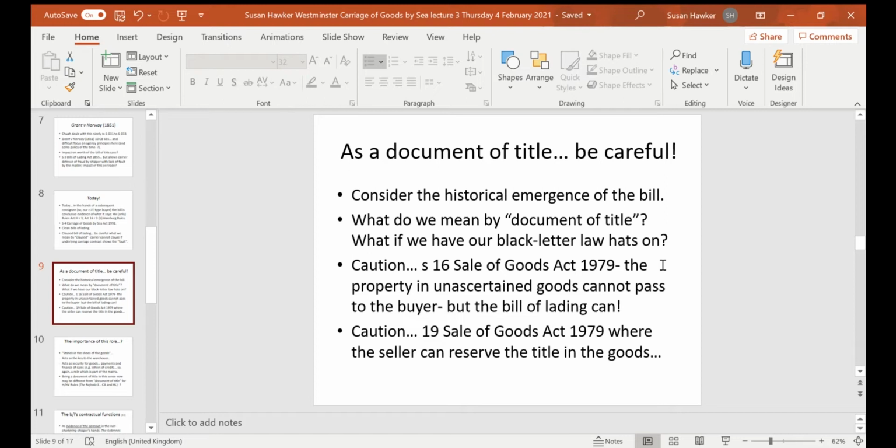So the CIF seller had to transfer the property in the goods, which would generally happen upon payment, and the bill of lading at the same time. The trouble is, under the Sale of Goods Act, the property in unascertained goods cannot pass. So our buyer would hold a bill of lading, he would have paid for the bill of lading, he would have taken the risk of loss and damage to the goods, but he couldn't sue the carrier.